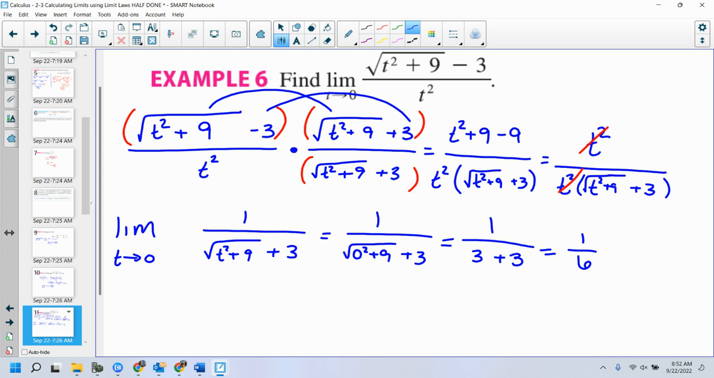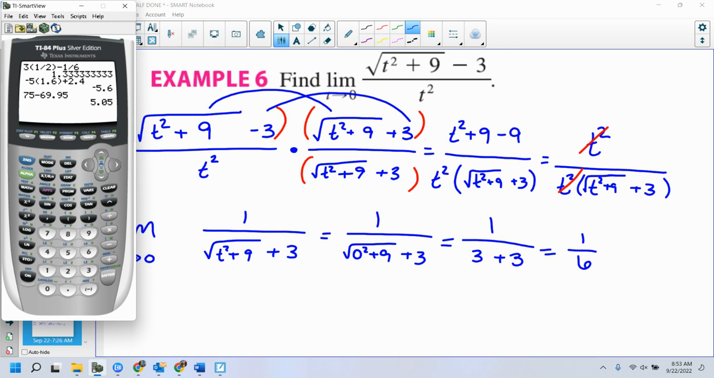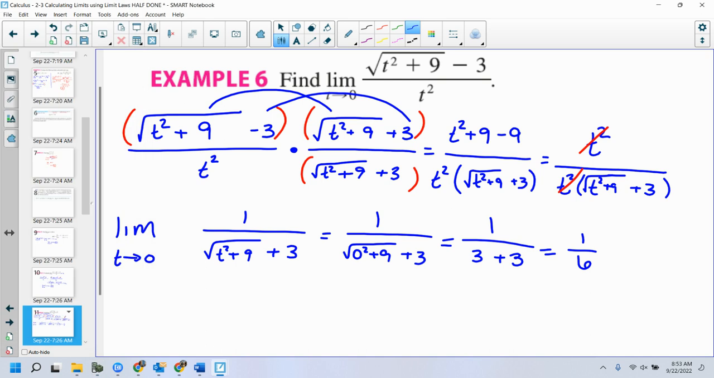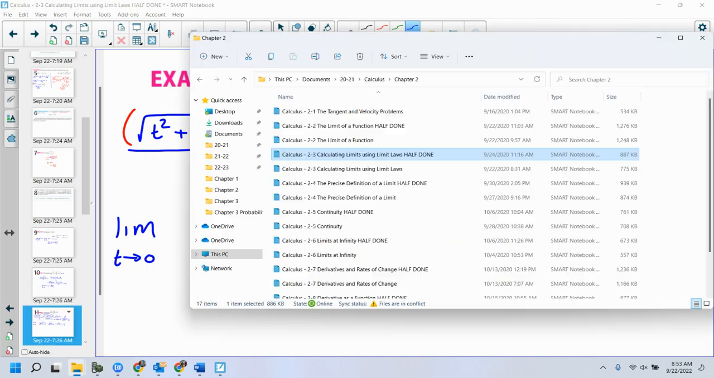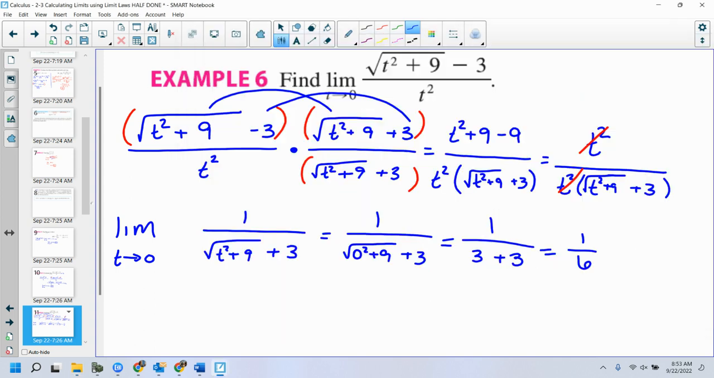0.1, what is 1/6? Isn't it 0.16 repeating? Yeah. 0.16 repeating. Let me show you. I believe it was here. Section 2.2. Let's bring that up real quick.